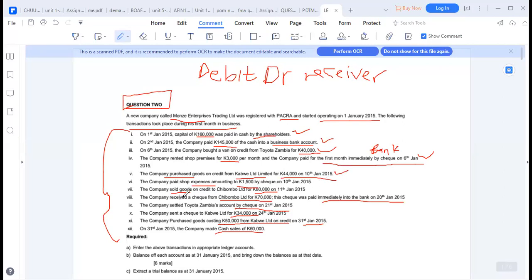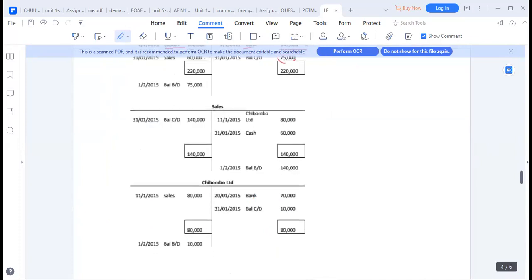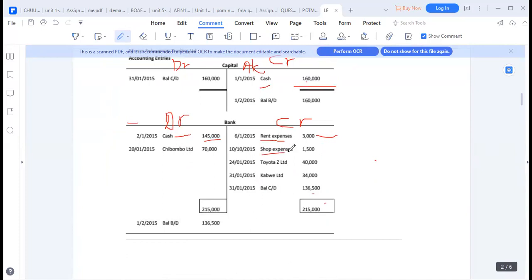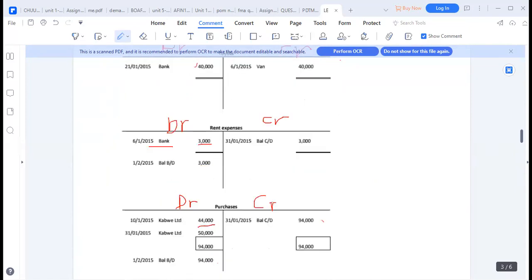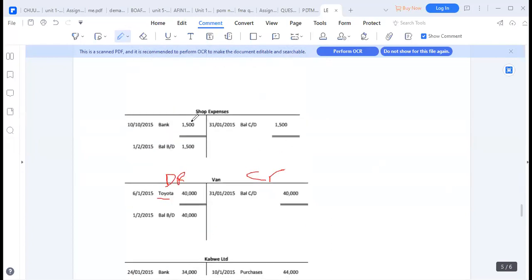The company paid shop expenses amounting to 1,500 by check. So we are talking about two entries, the bank account and shop expenses. The bank was giving away to shop expenses. So you come up with the shop expenses account. The shop expenses account was on the receiving side, 1,500.